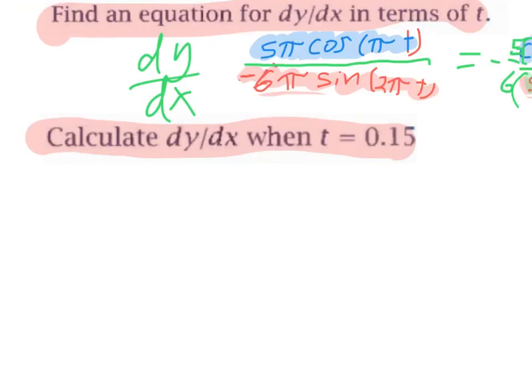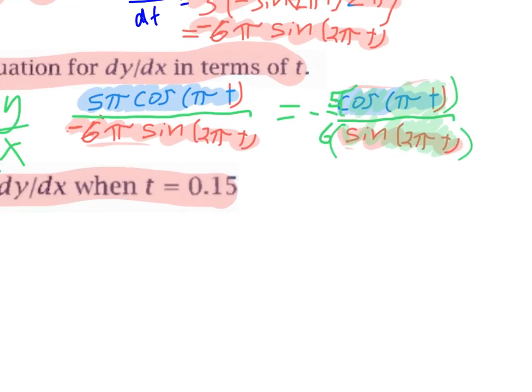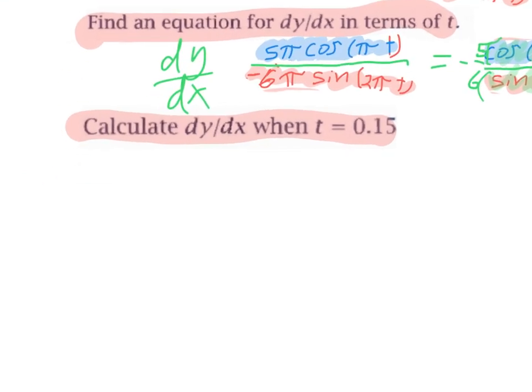To calculate what it would be if t equals 0.125, you simply plug in 0.125 into t and see what you get. Alright, I'm going to stop the video right here. I see you guys tomorrow.